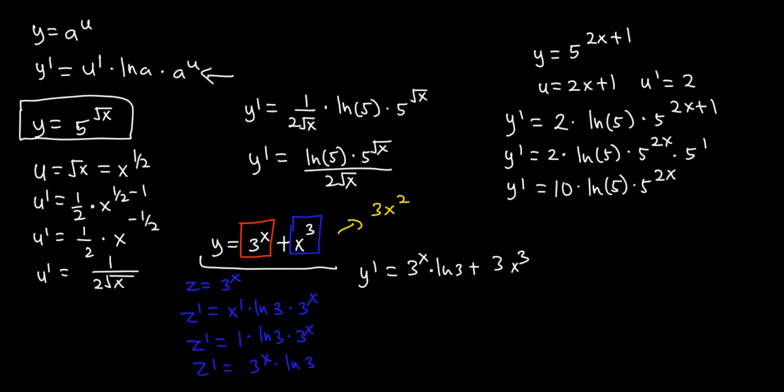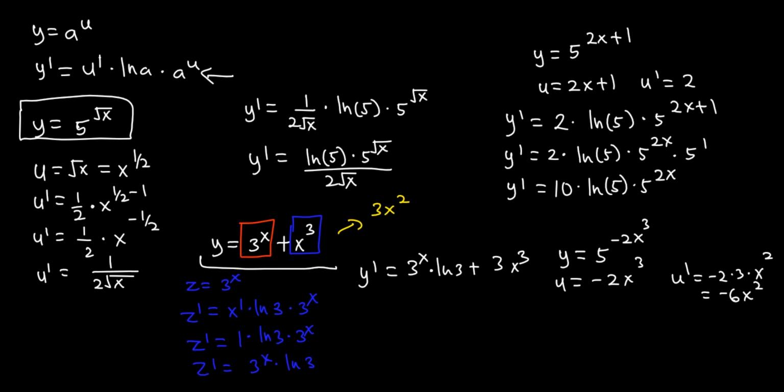Let's look at the last example here. In this example, we have y equal to 5 to the power minus 2x cubed. I will have my u equal to minus 2x to the power 3, and then u prime will be equal to minus 2 times 3 times x to the power 3 minus 1, that will be 2. We're going to have u prime equal to minus 6x squared.